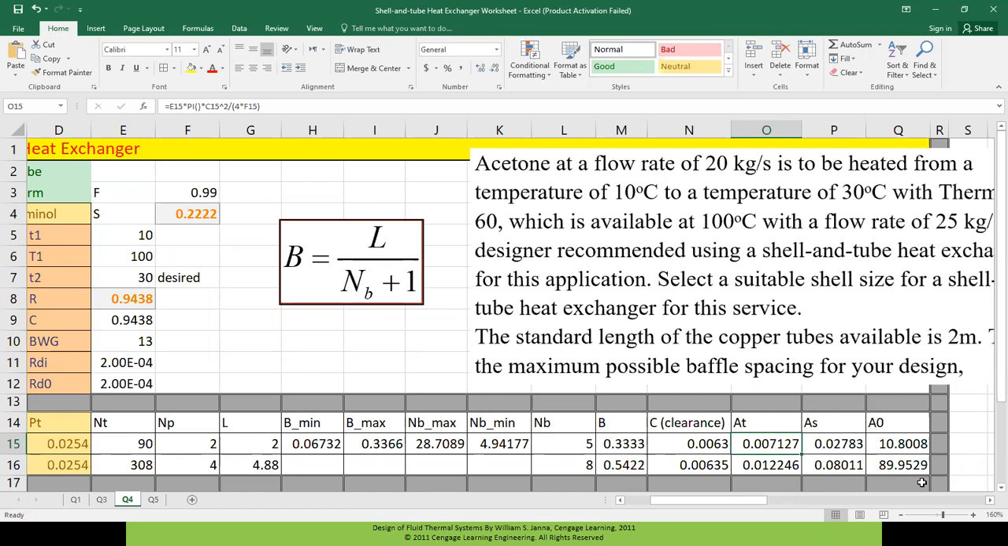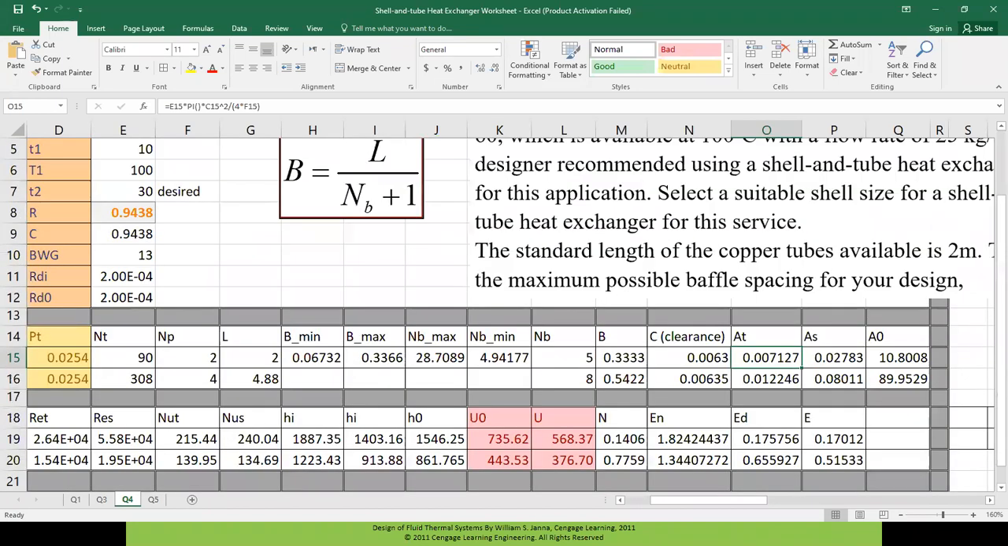So the AT is NT multiplied by pi, the inner diameter squared, over 4. Please calculate that and let me know how much it is.